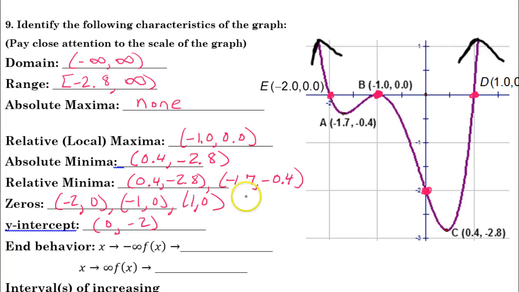Now let's talk about the end behavior. I'm going to do this much more quickly than I did last time. Remember, this part right here means on the left, and this part means on the right. So on the left, the graph is rising, and on the right, the graph is rising. Okay, so on the left, the function approaches positive infinity, it's rising. And on the right, the function approaches positive infinity because it's rising. So rising, rising, positive infinity, positive infinity.